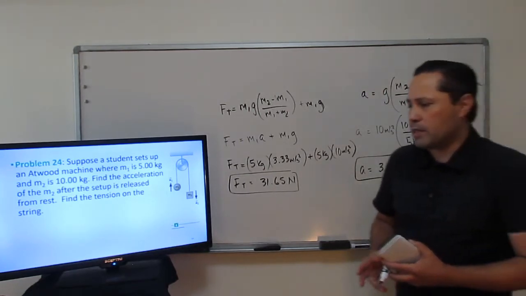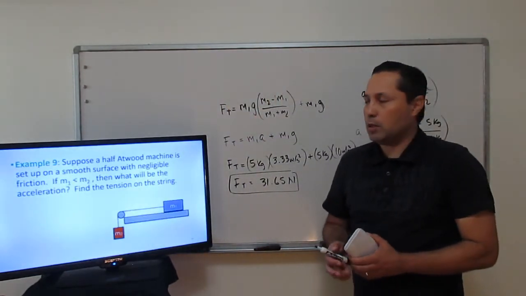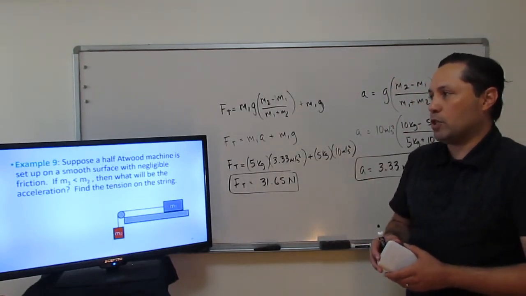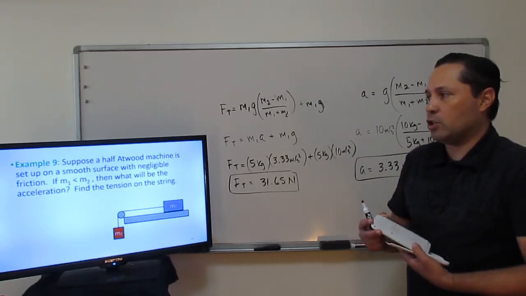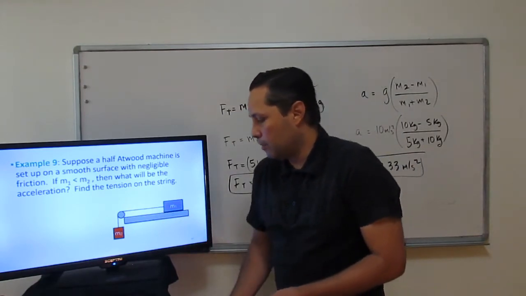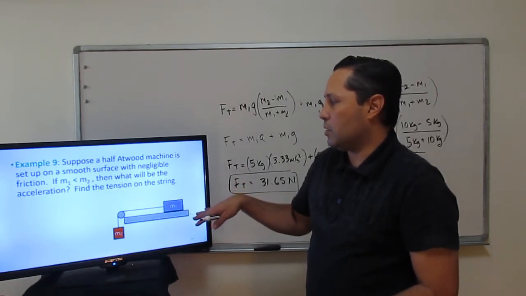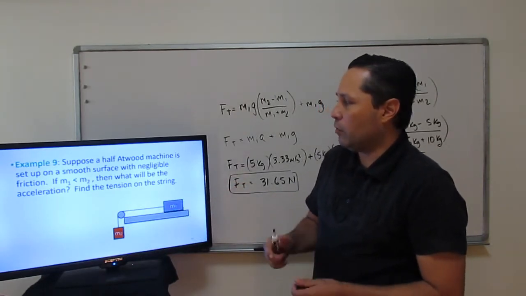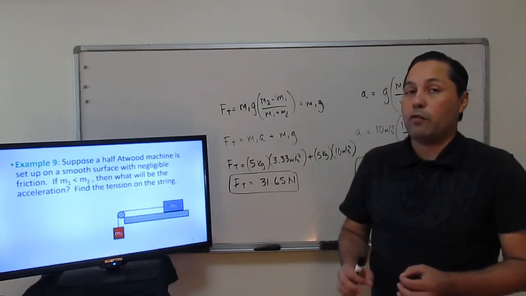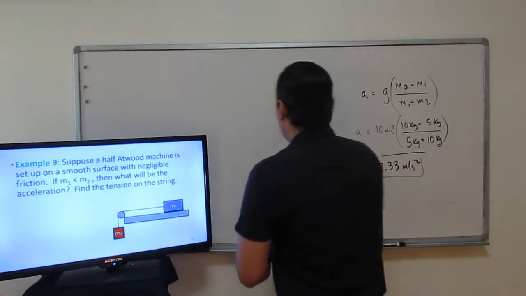Alright, up next for us is example 9. In this example, now you're dealing with a half Atwood machine. For this half Atwood machine, they ask, suppose a half Atwood machine is set up on a smooth surface with negligible friction. So ignore the friction from the pulley and from the table, we're ignoring that. And they also set it up so that the mass of M2 is greater than the mass of M1. Then what will be the acceleration here for a half Atwood machine? Start with a quick diagram.